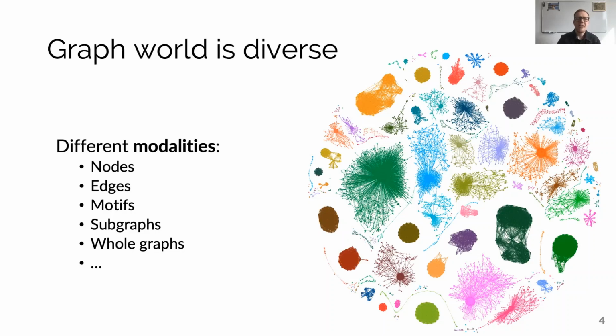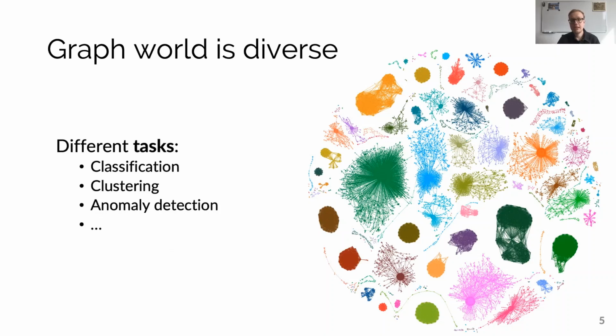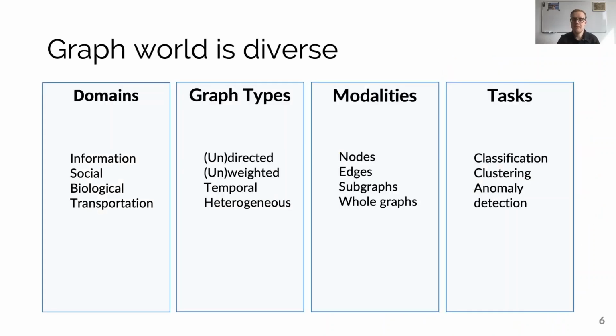Moreover, there are different modalities that we can analyze in graphs. So for example, we can make predictions for nodes, we can make predictions for edges, we can make these predictions for small parts of graphs, such as subgraphs, or also called motifs if they're very small, or we can even analyze the whole graphs. And I'm sure there are people doing even more crazy stuff out there. And there are different tasks that we want to solve. So for example, we can do node classification or node clustering or anomaly detection or link prediction or graph classification and so on and so forth. I try to summarize all the different aspects of graph mining in these 4 columns.